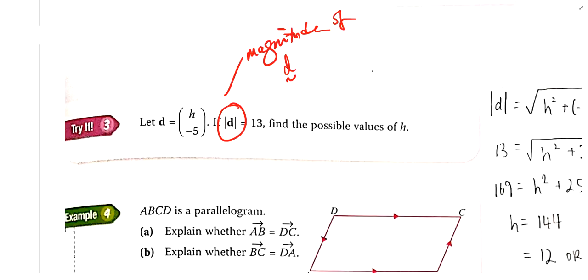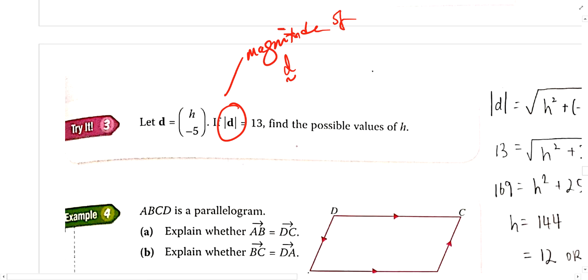The magnitude of D is 13 units. Find the possible values of H. I know that for D, I'm supposed to move to the right by H units. H itself could be a positive or a negative value. Then I'm supposed to move downwards by 5 units. So when I do that, the magnitude is 13 units.